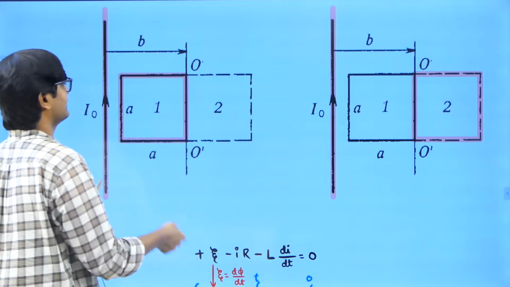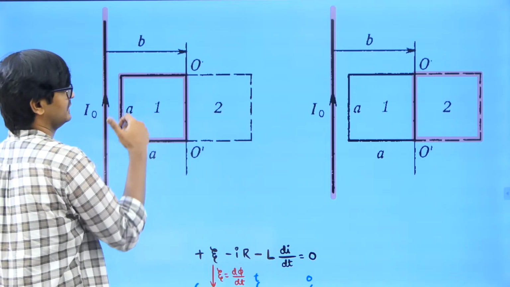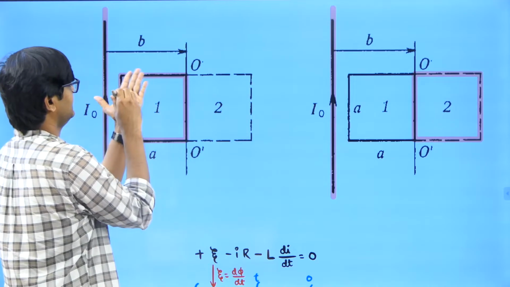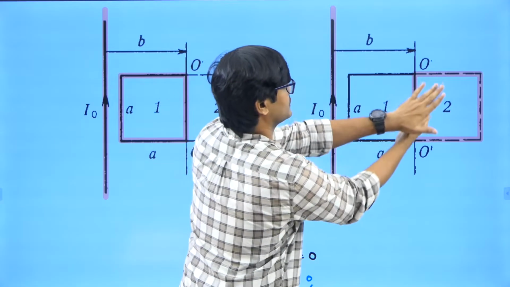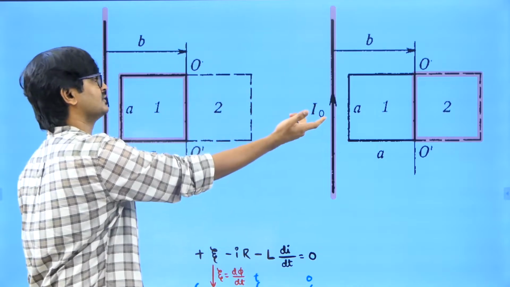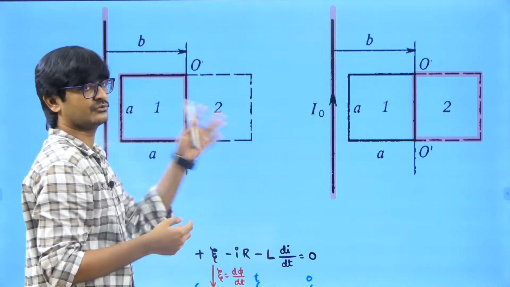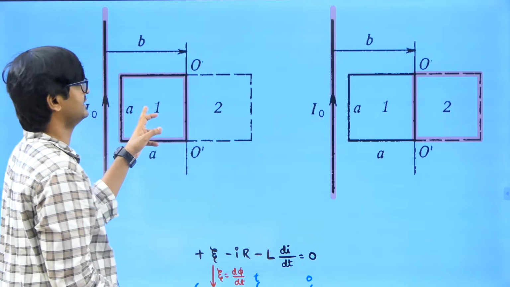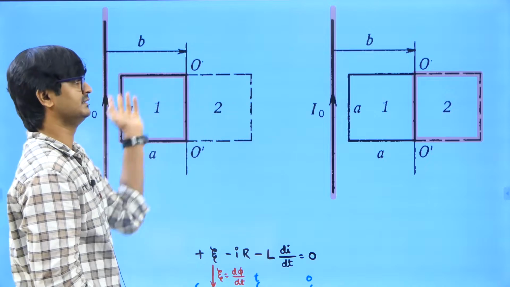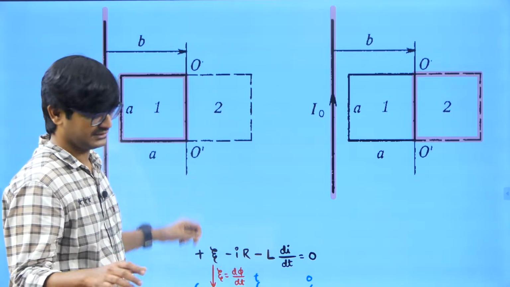If I go the other way, if I assume initially the area direction is this way, the initial flux is negative, and finally the flux is positive. So what is the change in flux? Positive minus negative, which means you just have to add both the magnitudes, right? So I need to find the initial flux and the final flux. Subtraction of them is effectively addition of their magnitudes, right?